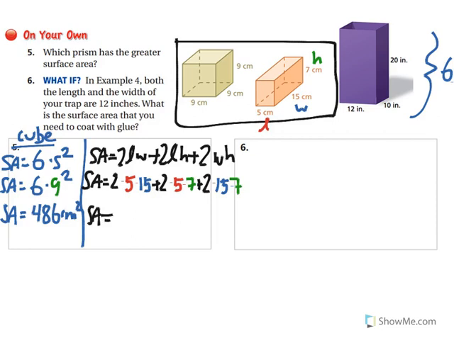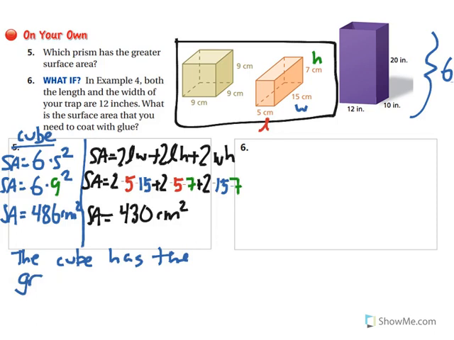and I get a grand total of 430 centimeters squared. So the cube has the greater surface area. Okay. Let's go ahead and look at the last one here.